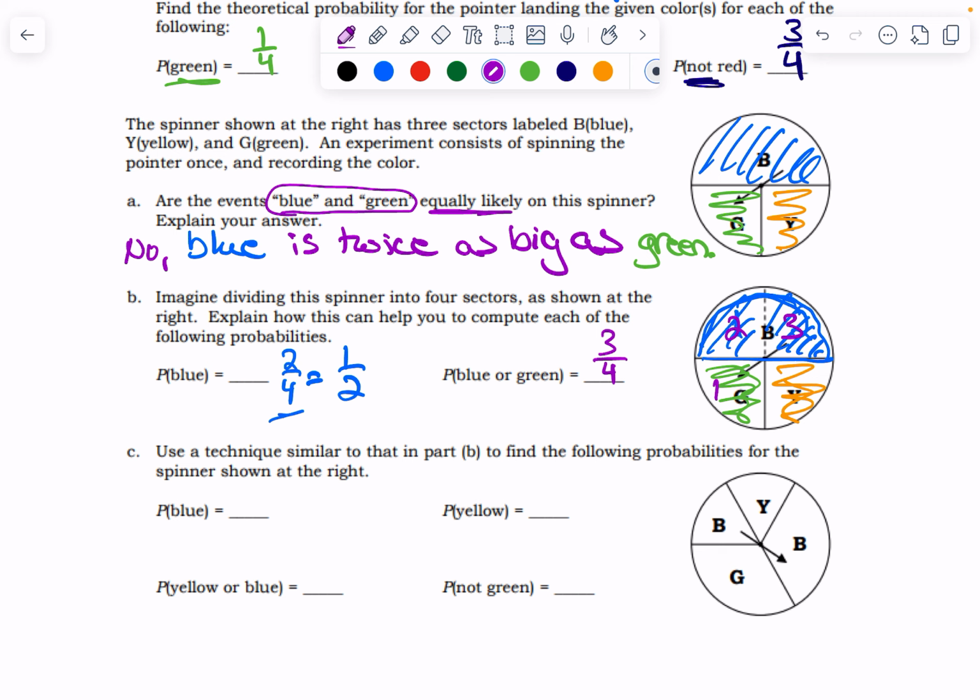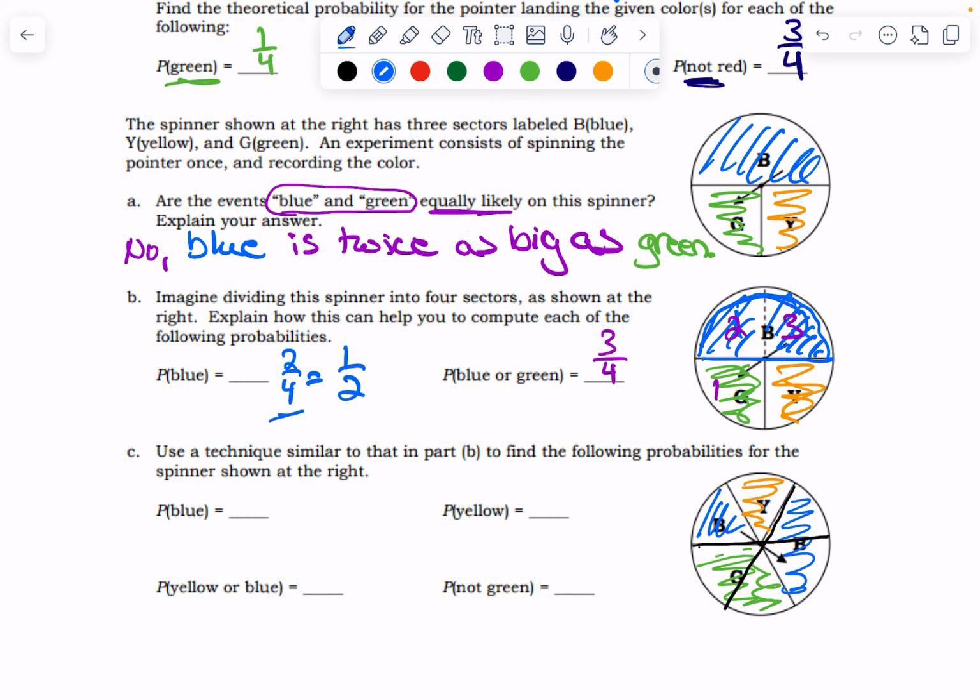Okay, we're going to use a similar technique to do what we just did to find the following probabilities for the spinners shown at the right. So what do we have here? We have a blue and we have a blue. We have a yellow and a green. Well, these are all different colors, different sizes. So what we need to do is split this into the same sizes. So we can draw a line through here. So we see that there's 2 greens, and we can draw a line through here and split that blue again.